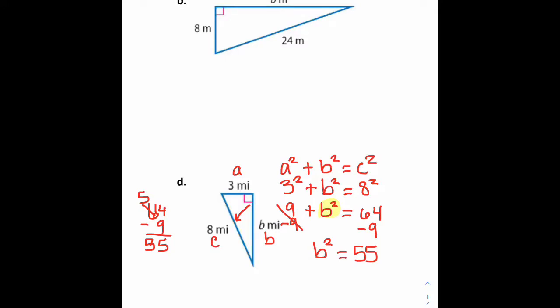Okay, now we've got b squared equals 55. We don't want b squared, we just want b, right? B squared is b times b. So what we're going to do is we're going to undo the squared with the square root.